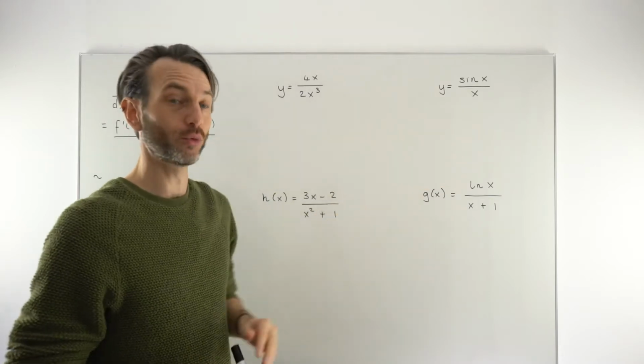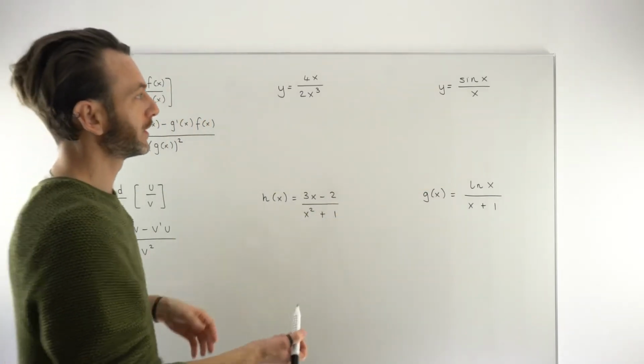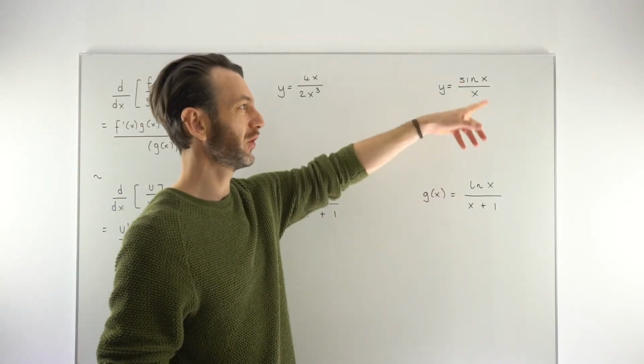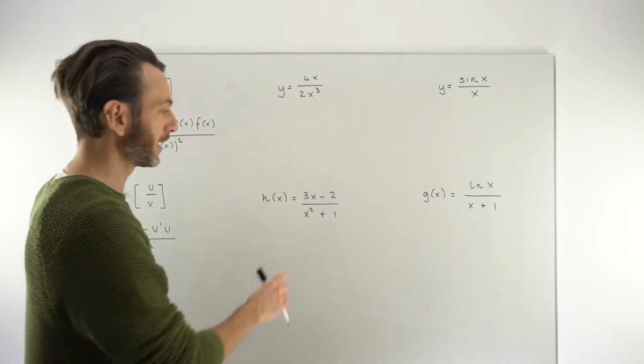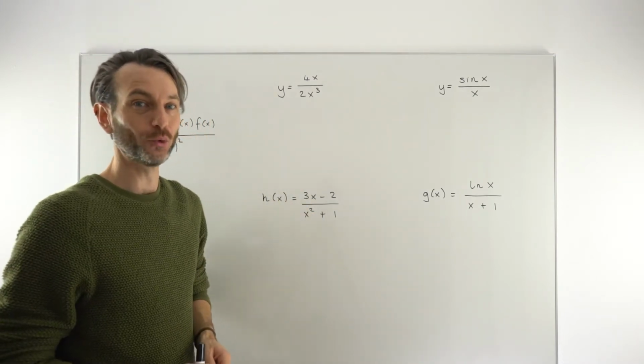We're going to work these four problems now. You can see that these functions are all quite different. We've got a mix of polynomial functions, a log function in here, and a trig function. It doesn't matter what the individual functions are like, it just matters that we've got an overall fraction or an overall quotient, so we can use the quotient rule.